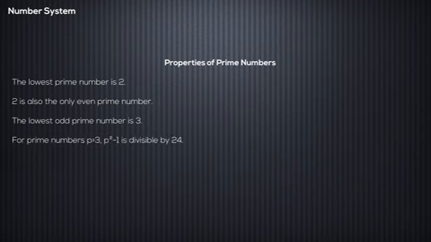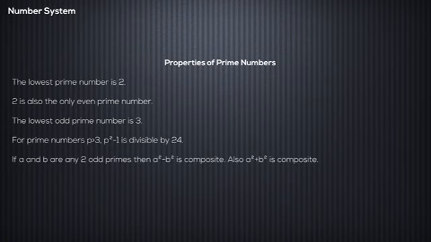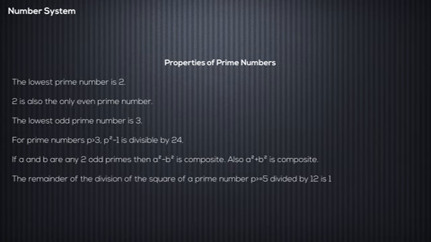For prime numbers p greater than 3, p square minus 1 is divisible by 24. If a and b are any two odd primes, then a square minus b square is composite. Also, a square plus b square is composite. The remainder of the division of the square of a prime number p greater than or equal to 5 divided by 12 is 1.